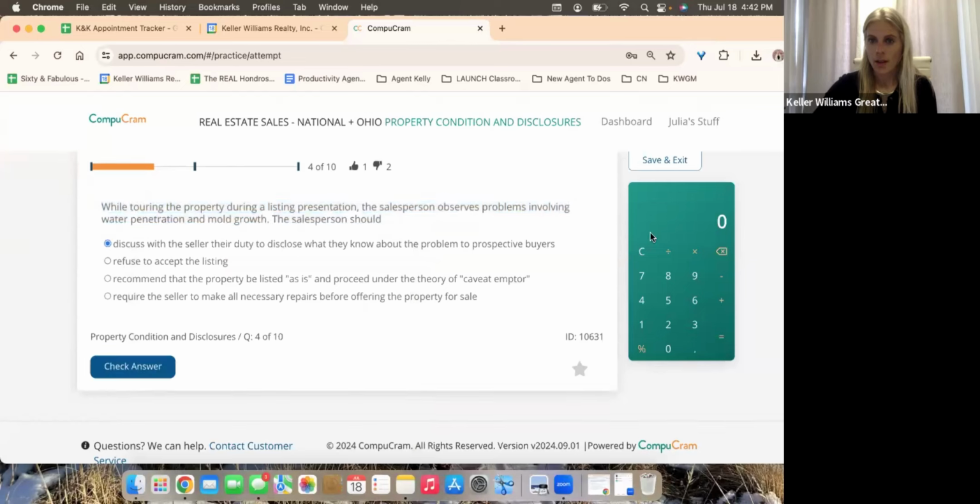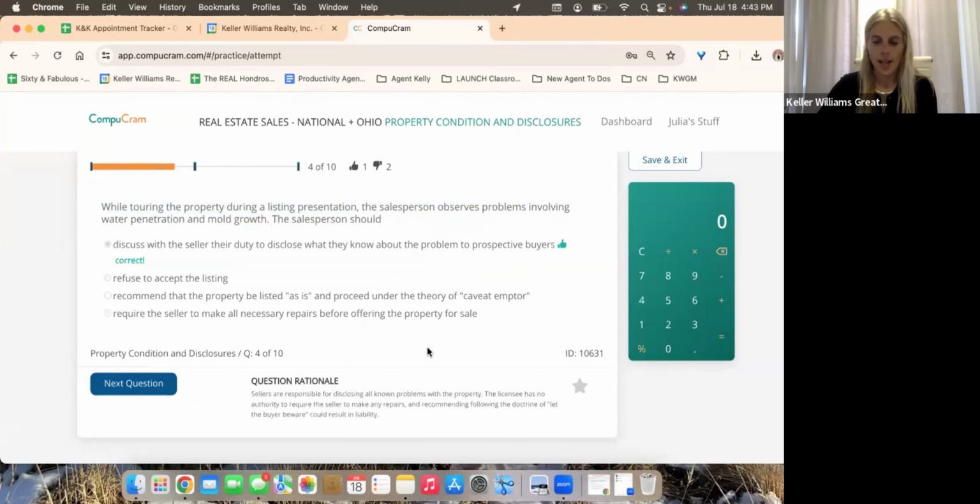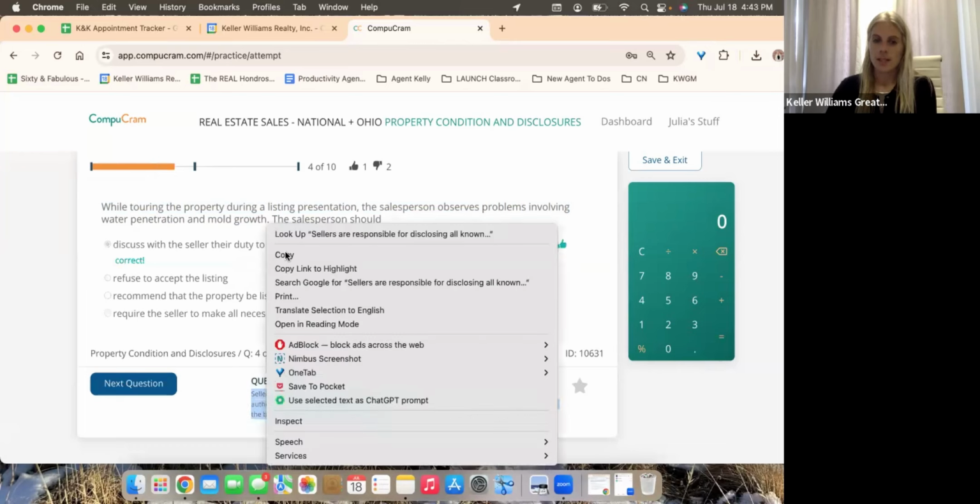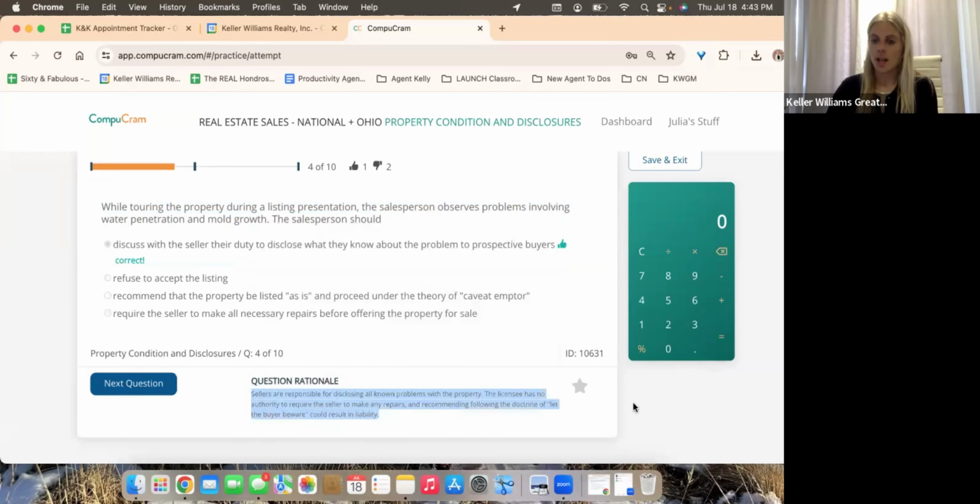All right, we have A. And A is correct. Good job. So discuss with the seller their duty to disclose what they know about the problem to all prospective buyers. Definitely want to disclose anything and everything.